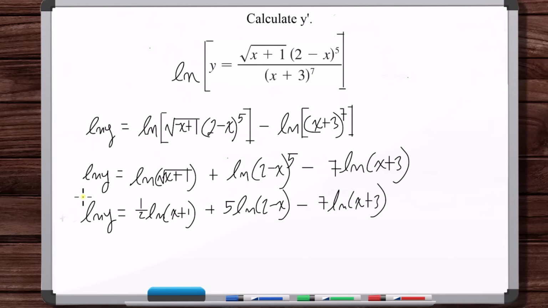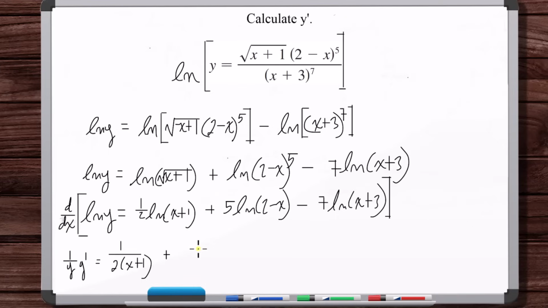Okay, so now that's simplified. Let's go ahead and take the derivative with respect to x. So we've got 1 over y prime, and this is 1 over x plus 1. We use the chain rule, but the derivative of x plus 1 is just 1, so okay. Here, the derivative of natural log of 2 minus x is 1 over 2 minus x, and then times the derivative of 2 minus x, so minus 1.